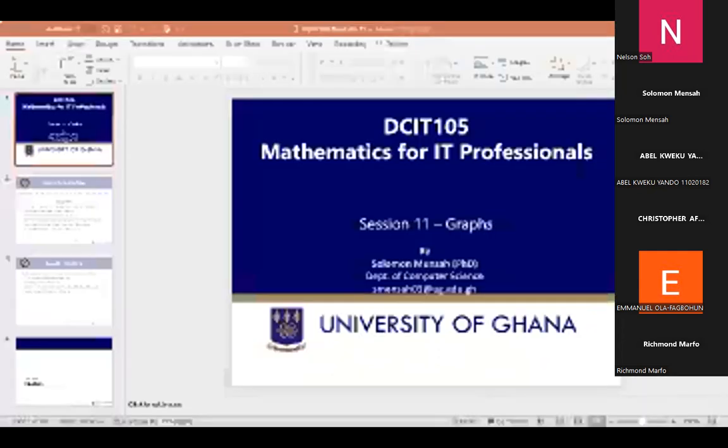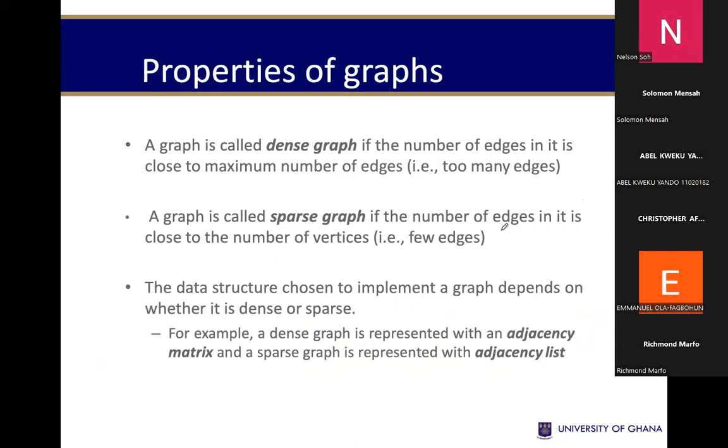Now, some properties of graphs, maybe this one you can actually look at. A graph is called a dense graph if the number of edges is close to the maximum number of edges. A graph is also called a sparse graph if the number of edges in it is close to the number of vertices. Okay. So these are some of the things that we need to be able to know.